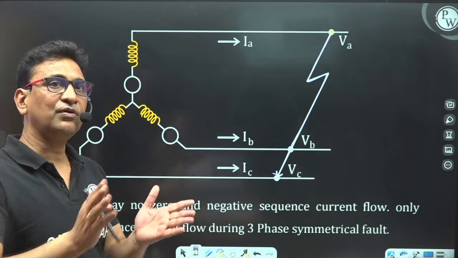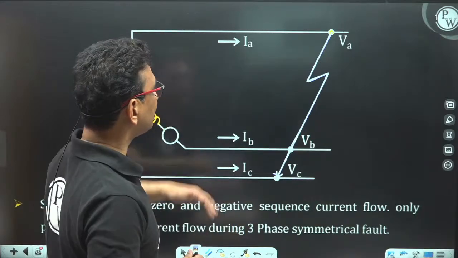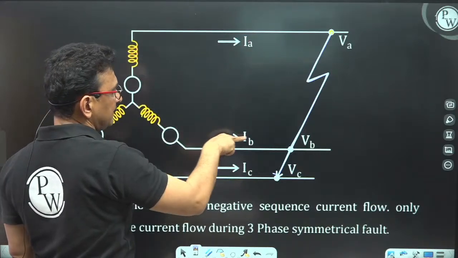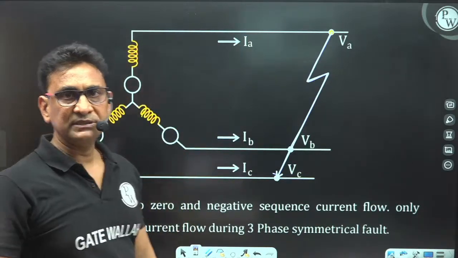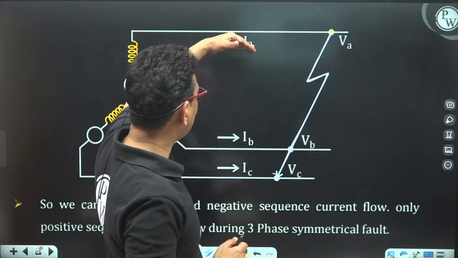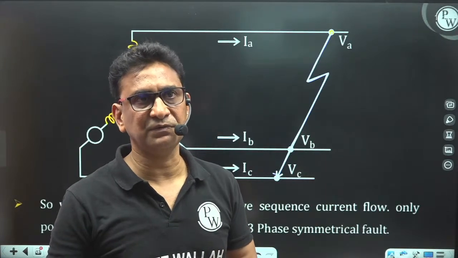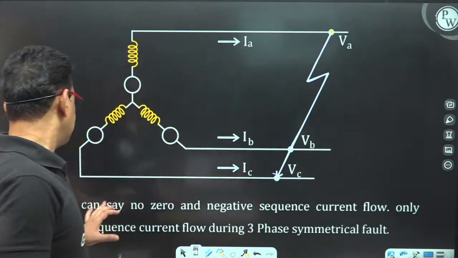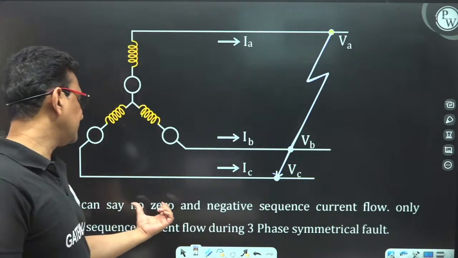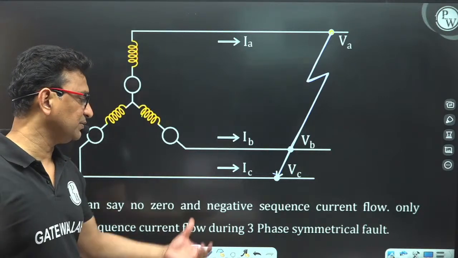A phase, B phase and C phase become short circuited. Before occurrence of the fault, no current was flowing, this I am assuming. After occurrence of the fault, the currents in the phases become IA, IB and IC. Because it is a symmetrical fault, the magnitude of all three phase currents would be equal and there will be a phase difference of 120 degrees. This I will prove. During the three phase fault, neither zero sequence nor negative sequence current will flow. Only positive sequence current flows during the three phase fault.